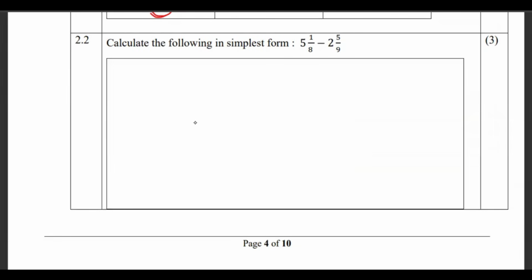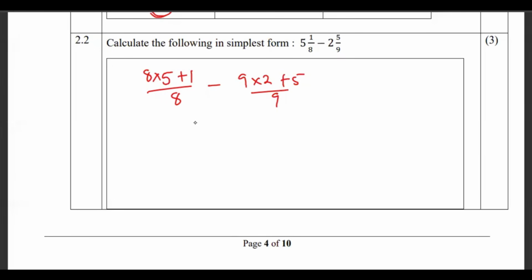So you have 2 ways of doing this. You can either change this into improper fractions first, or some people would prefer to subtract whole numbers separately and the fractions separately. But there are cases where you shall get negative numbers. So let's start by changing these mixed fractions into improper. So that's going to be 8 times 5 plus 1 over 8 minus 9 times 2 plus 5 over 9.